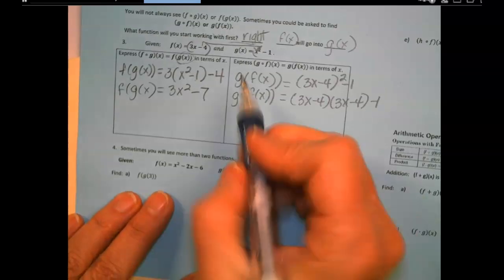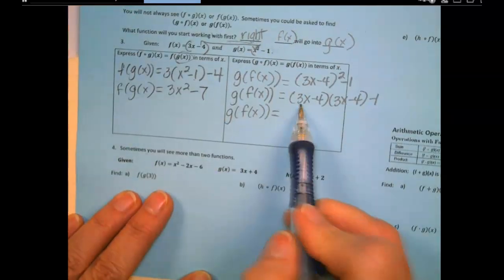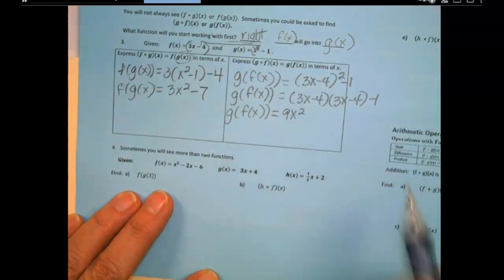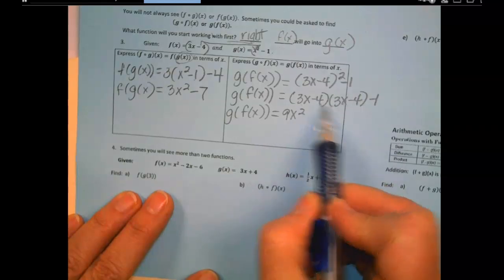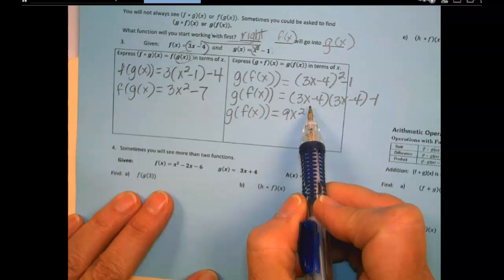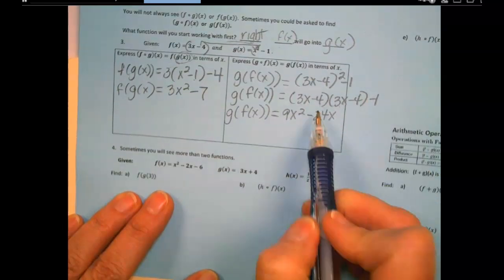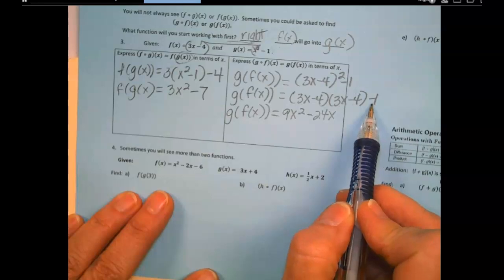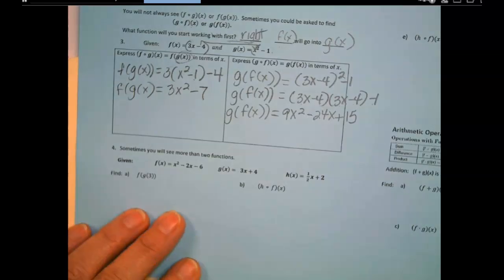And how do I multiply this? If I take 3x times 3x, what do I get? 9x squared. And then what's my middle term? I have minus 12x minus 12x, so that gives me negative 24x. And then I have negative 4 times negative 4, and that makes 16 minus 1 gives me 15. So we don't get the same answers.